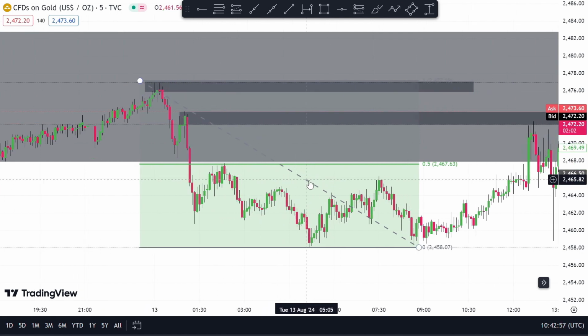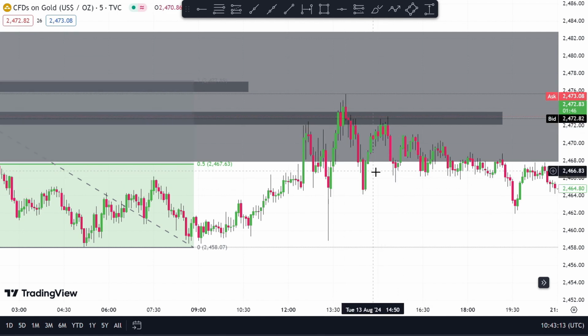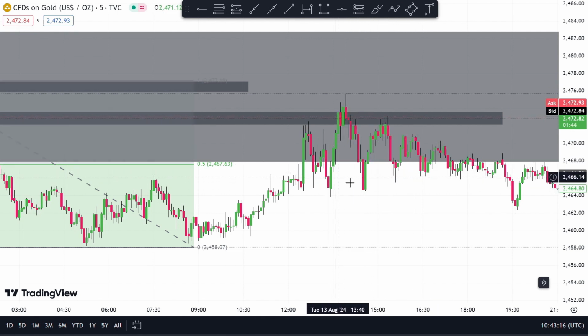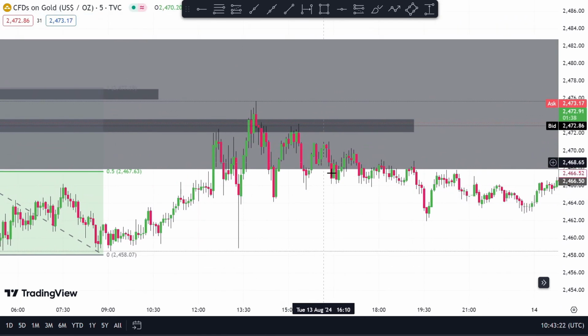So price coming into this, my second supply zone, which is here, I was waiting for a break of structure. Alright, I was waiting for a break of structure, but as you can see here, there was no break of structure.